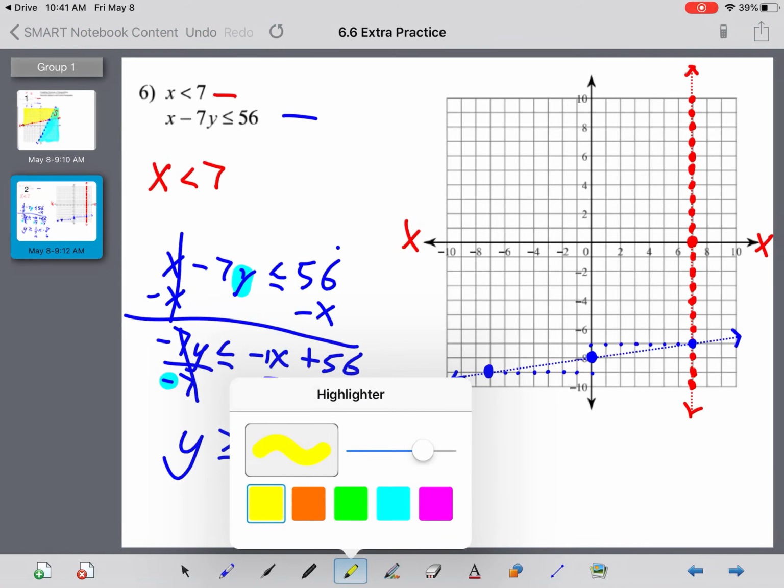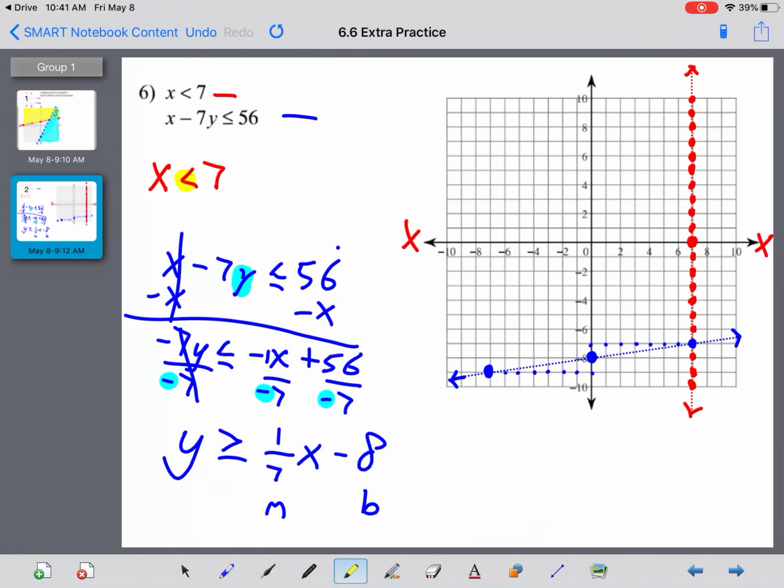And all we have to worry about is shading. If x is less than 7 for my red inequality, that means all of the numbers smaller than 7 on the x-axis are included, which would be 6, 4, 2, 0, and so on. Which means you have to shade this entire region.